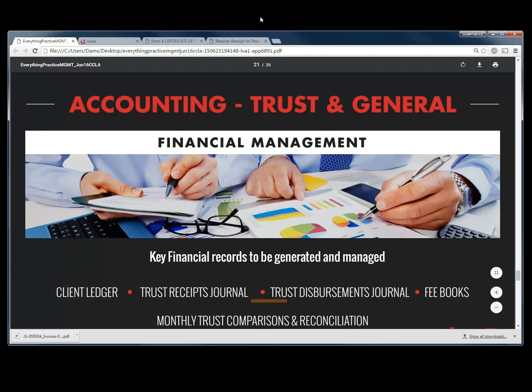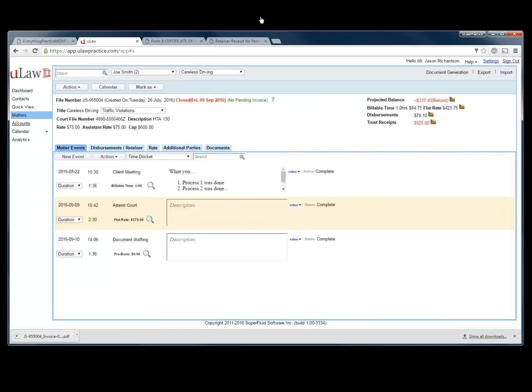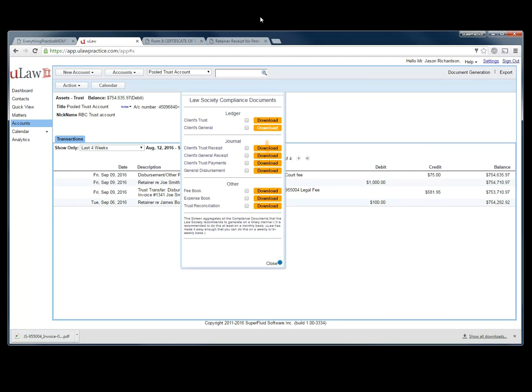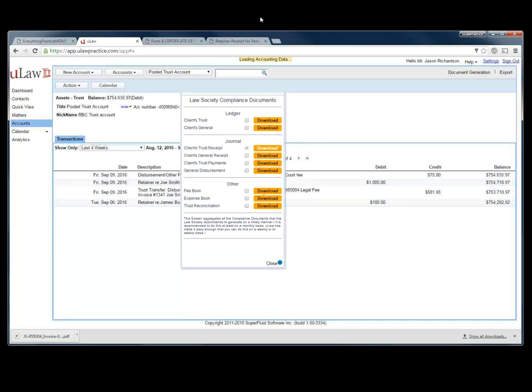Now let's look at receipts and disbursement journals. If I go to my accounts, I'm just going to go the easy route and hit compliance. When I hit compliance, it tells me this is exactly what the Law Society is looking for, and I can pull them one by one. So I'll choose a quarterly record and do a show only.